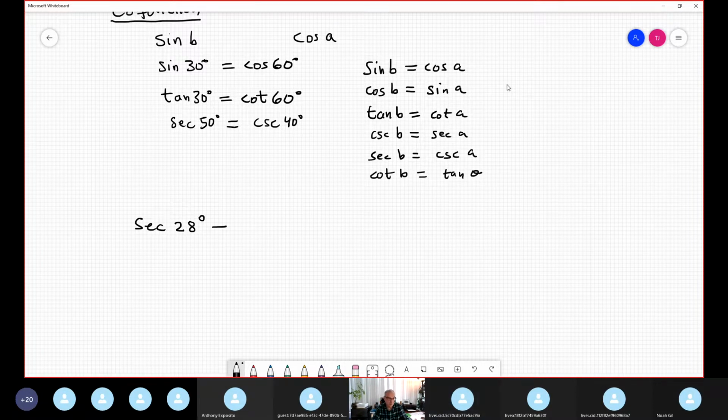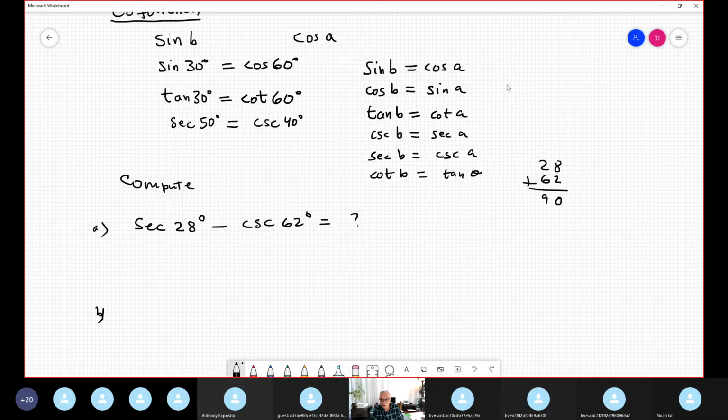Suppose compute, example A and example B. Secant 28 degrees minus cosecant 62 degrees. Wow, I have no idea. But I discovered, wow, look at that. 28 and 62 together is 90, no? It's 10 carry the 1, 90 degrees. So we discovered that 28 and 62, they are complementary.